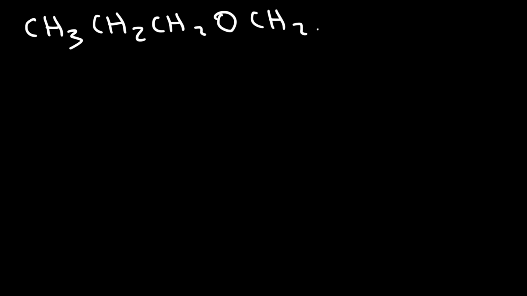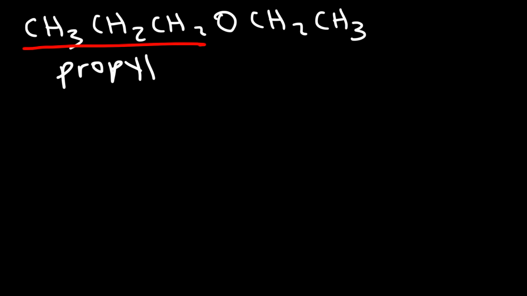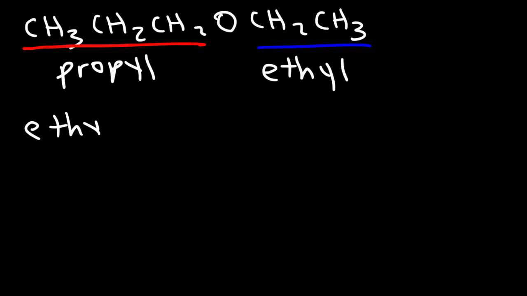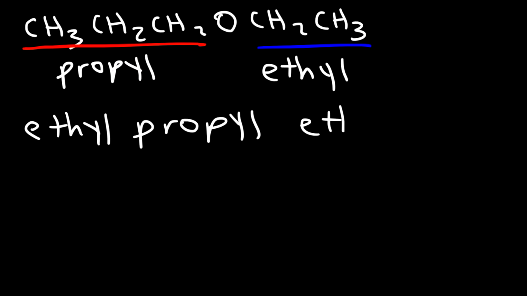Let's work on another example with ethers. So go ahead and name this particular ether, both the common name and the IUPAC name. So let's start with the common name. On the left side, we have a propyl group, and on the right side, we have an ethyl group. So putting it in alphabetical order, E comes before P, so it's going to be ethyl propyl ether.